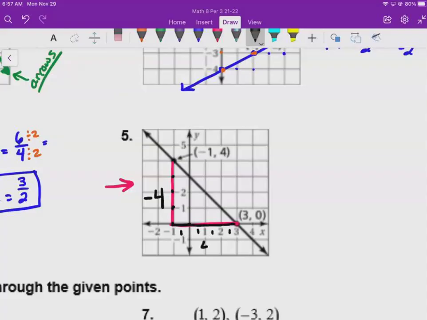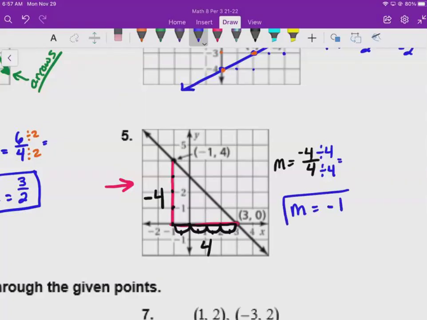Some people are having trouble with understanding how to count those. So it's the 1, 2, 3, 4. How many little doop-doops do you have there? Okay, so I've got -4 over 4. Well, that one I know. I can divide top and bottom by 4. And I'm going to have m equals -1. Okay, great job, guys.